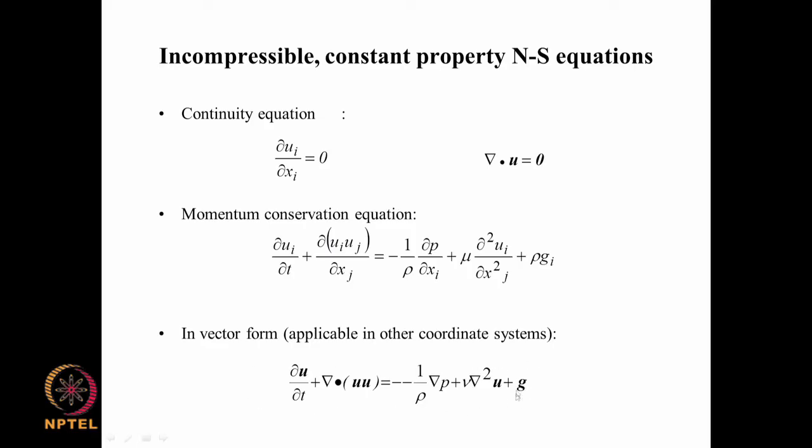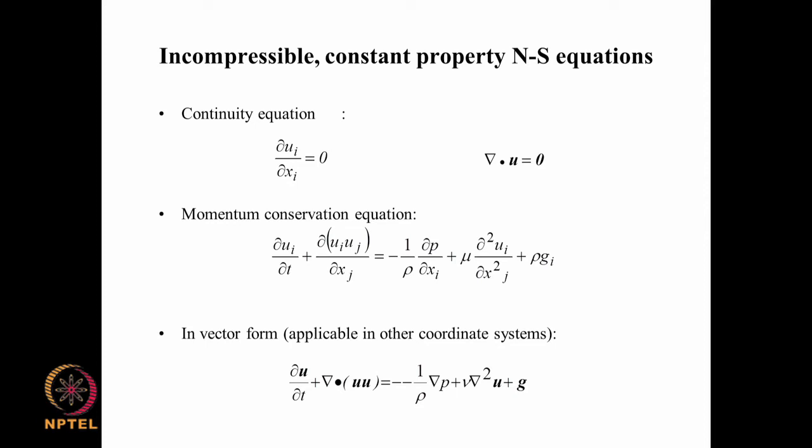So, this vectorial form here is good for us to write the corresponding equations in other coordinate systems like polar coordinate system, cylindrical polar coordinate system, or spherical coordinate system. And you can go to standard textbooks to have the definitions of the divergence operator and the del square operator and the gradient operator to rewrite this in any orthogonal coordinate system that you fancy or that is applicable for a specific problem.